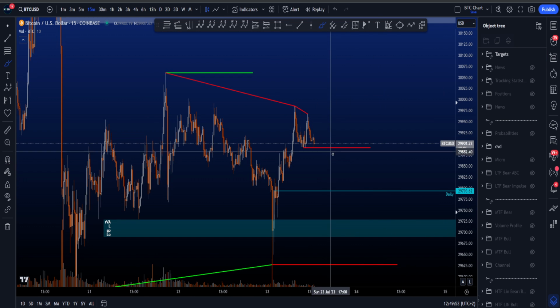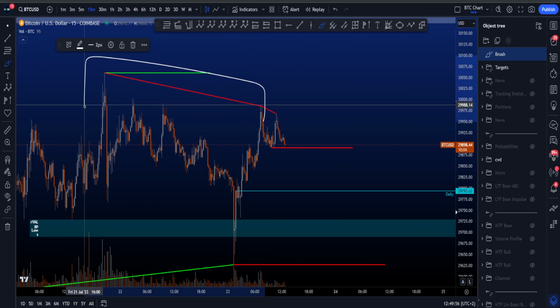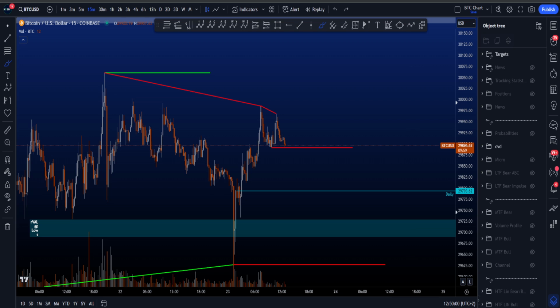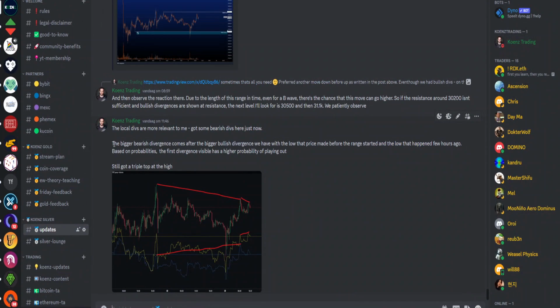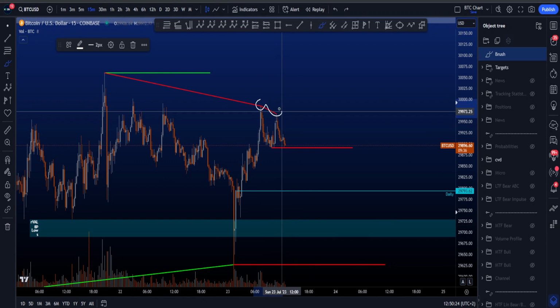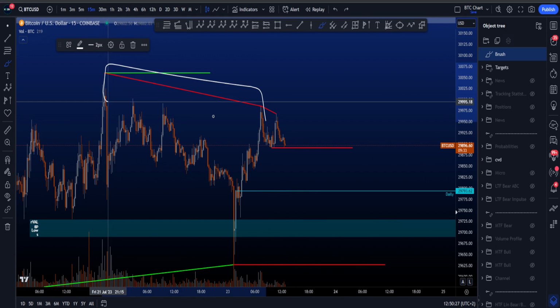However, what for me is more important than this bearish CVD divergence is actually the more local one. And this is also something that I mentioned in the updates section in Discord over here, where I said the biggest CVD divergence comes after the bigger bullish one, as just explained. So, okay, that works, right? But based on probabilities, the first divergence has a higher probability. But I say above, the local divergences are more relevant for me. We got some bearish CVD divergence, meaning this one over here between this high and the lower high is more relevant to me than the bigger one.